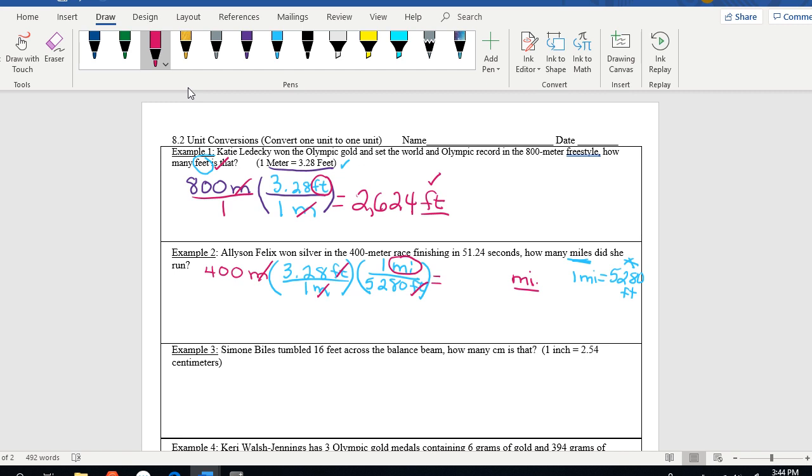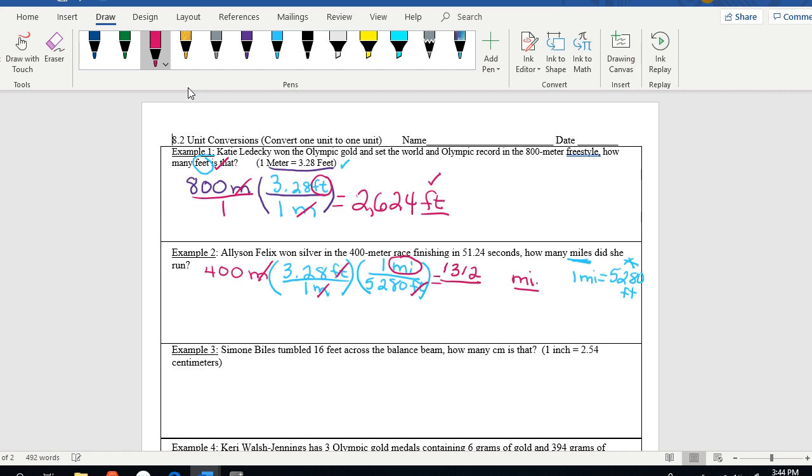Everything else better cancel, and it has to be one on top, one on the bottom to cancel, because feet divided by feet is 1. All right, so now what this leaves me is all these numbers on the top. So I'm going to have 400 times 3.28. These two right here I'm going to multiply, and that gives me 1,312.